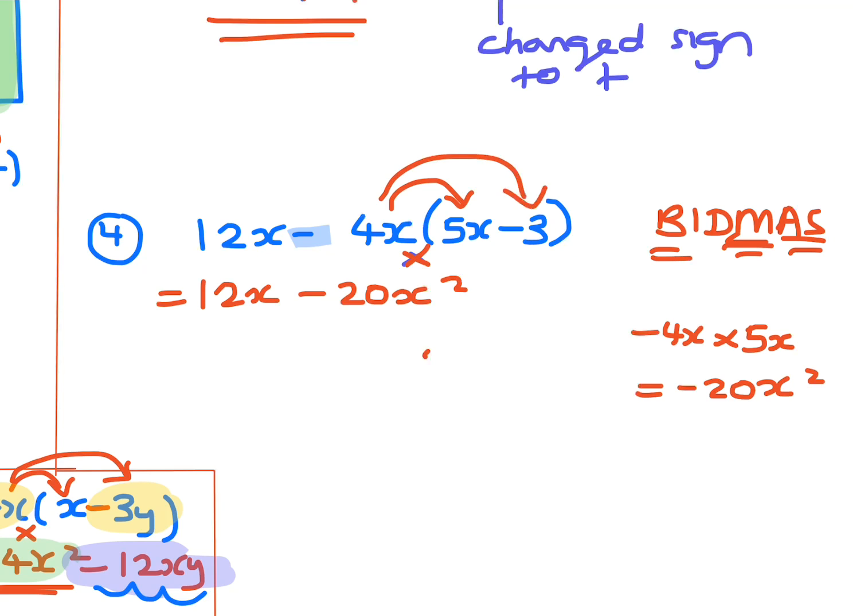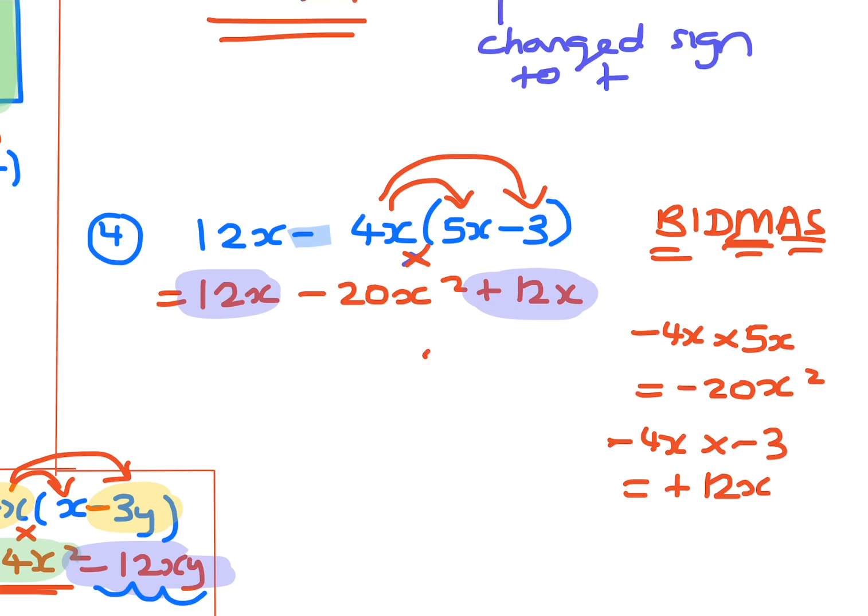Minus 4x times minus 3. A minus times a minus is a plus. 4 times 3 is 12. So it's just plus 12x. Okay, now we need to collect like terms. So we go 12x plus this 12x. And then we have minus 20x squared.